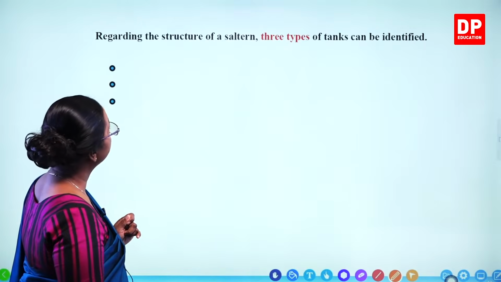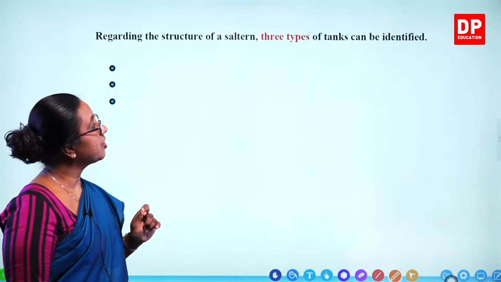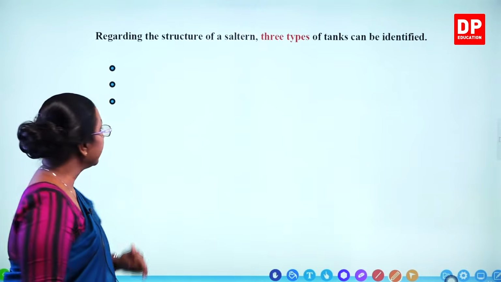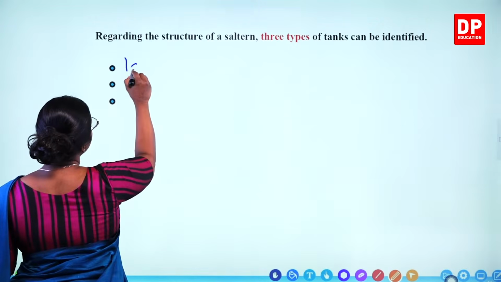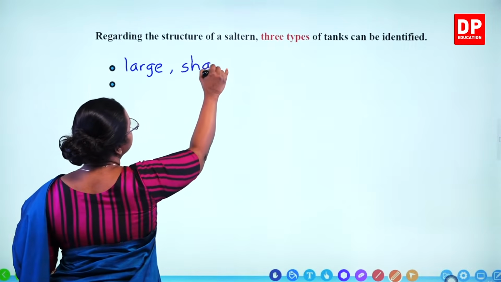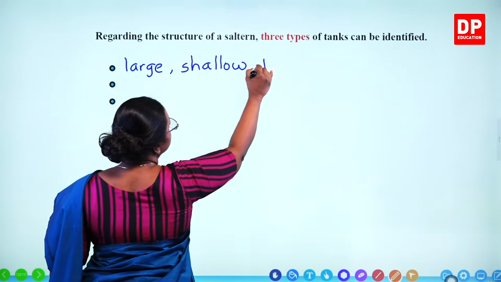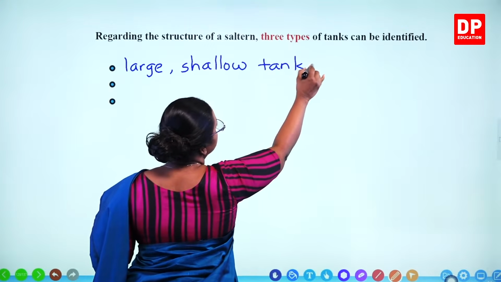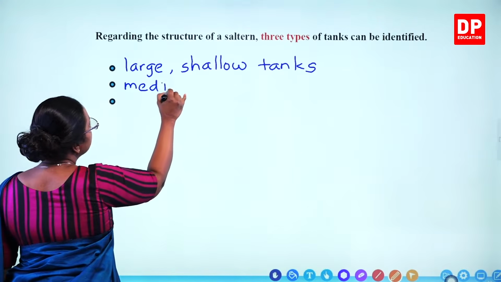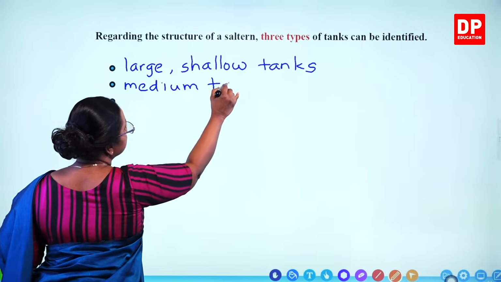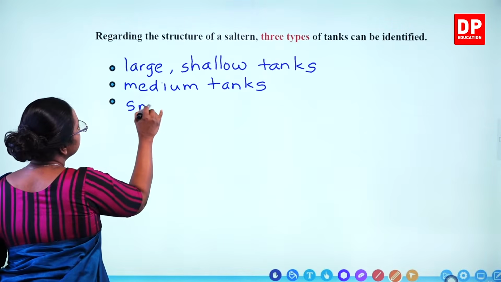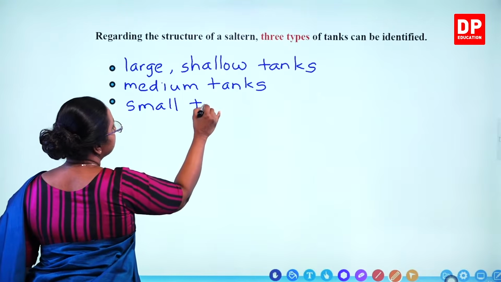Regarding the structure of a Saltern, 3 types of tanks can be identified. So for that, we have the large, shallow tanks, then we have the medium tanks, and then the small tanks.